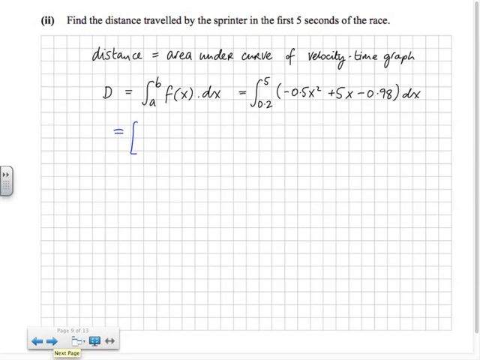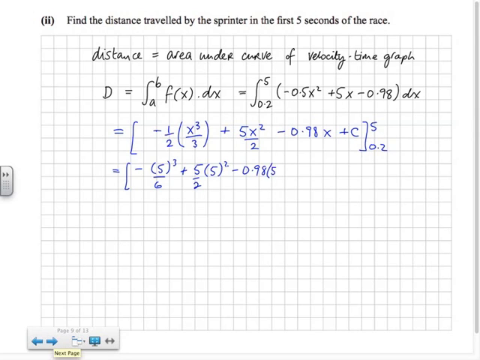When we're integrating, we're increasing the power by 1 and dividing by the new power. And it's good practice to put on plus c at the end, even though in this definite integral the c will disappear. Now I'm very quickly just going to evaluate this. Putting in the values 5 and 0.2. We work this out. We see the answer is 36.9 meters.